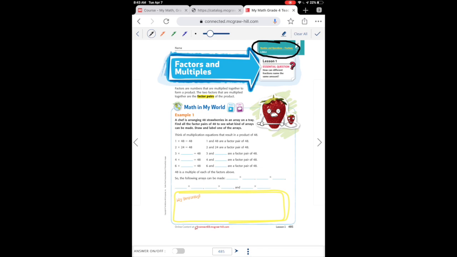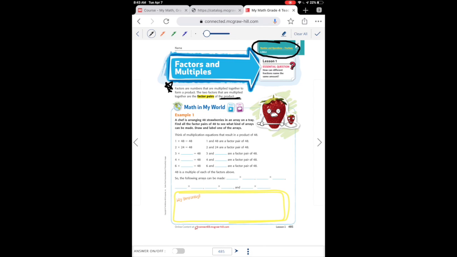Okay, let's look at right here. Let's read this together. Factors are numbers that are multiplied together to form a product. The two factors that are multiplied together are the factor pairs of a product. Couple things that we need to remember. A product. What is a product? Think to yourself about what a product is. A product is the answer to multiplication.